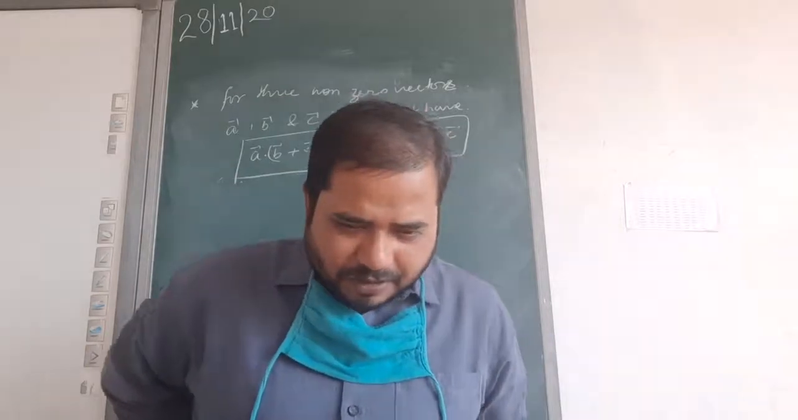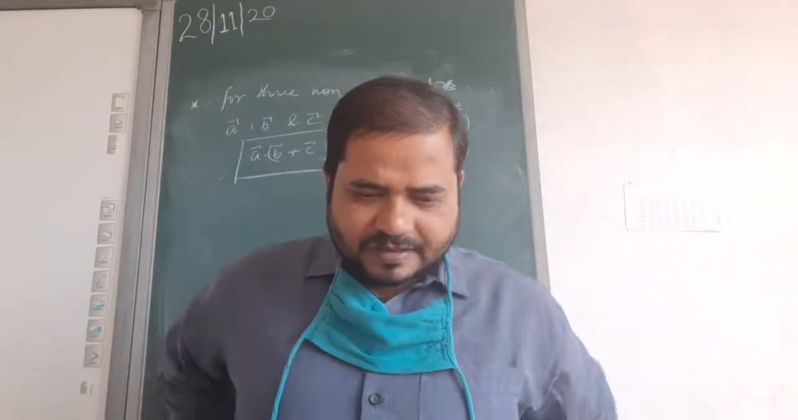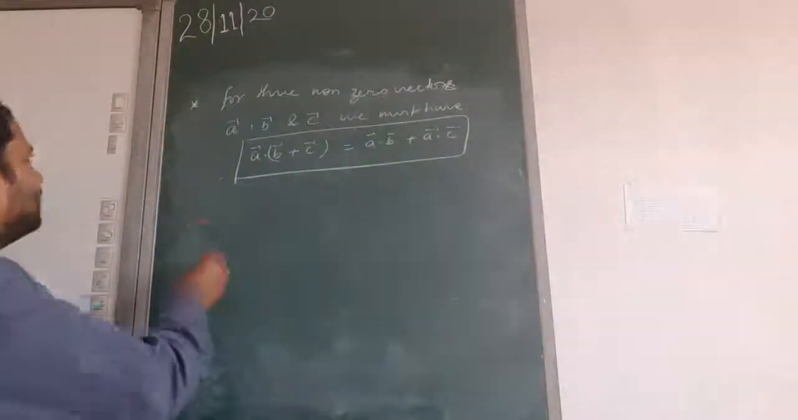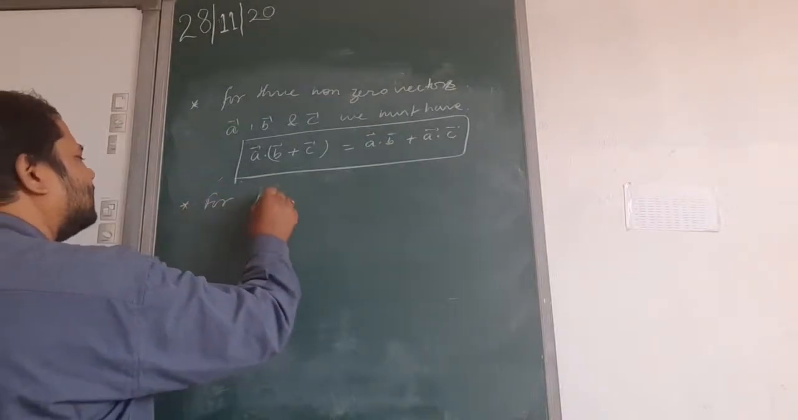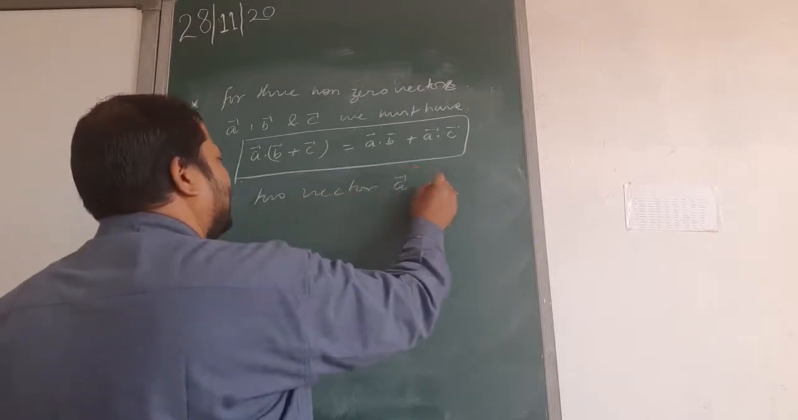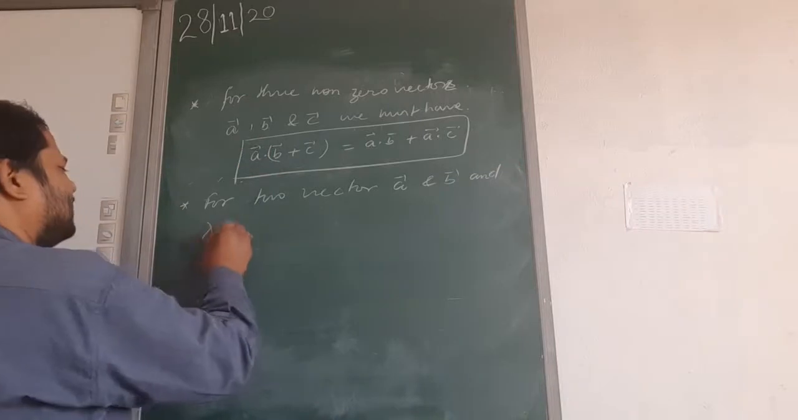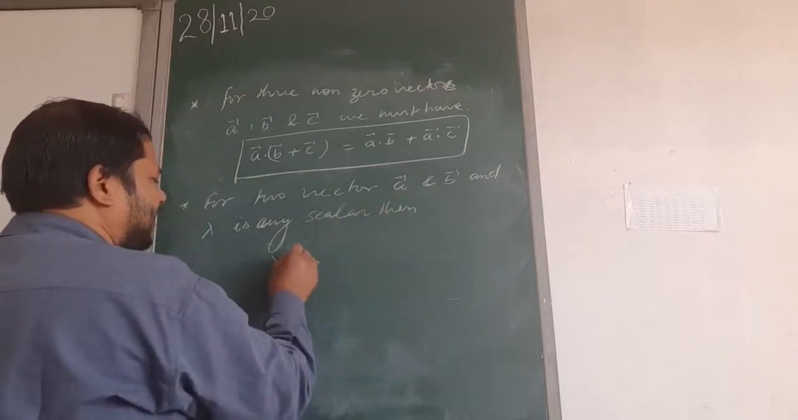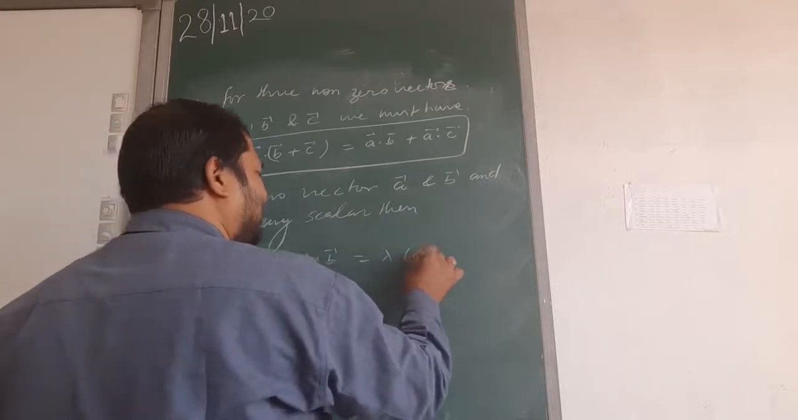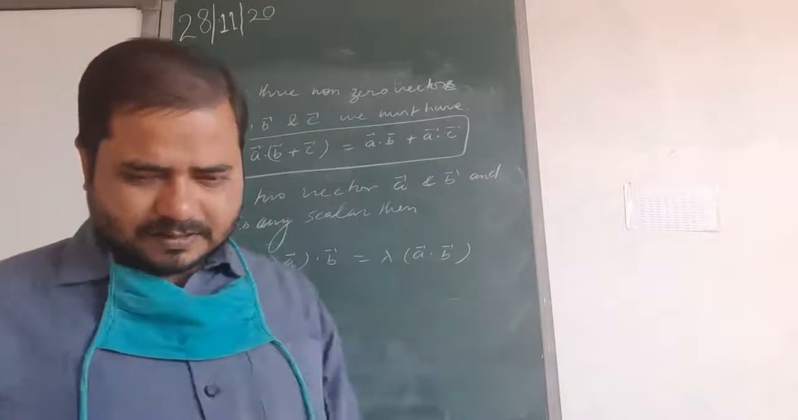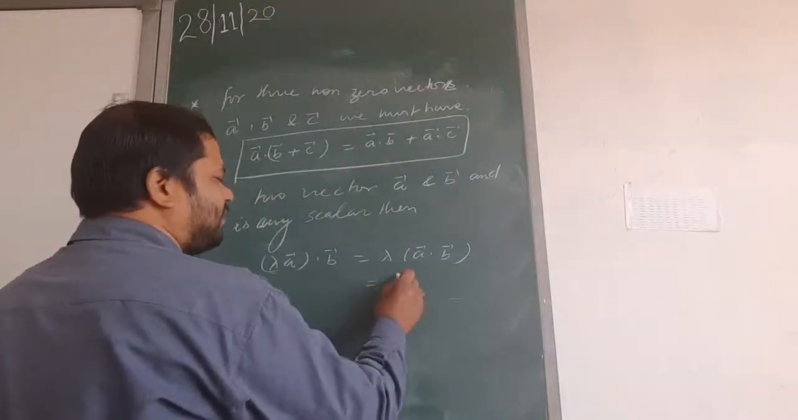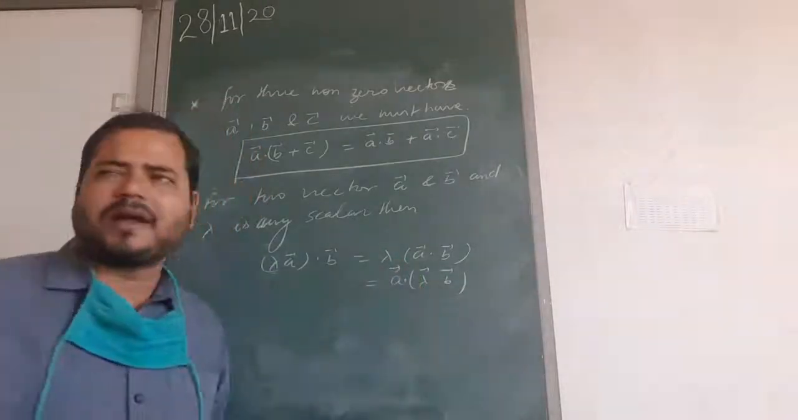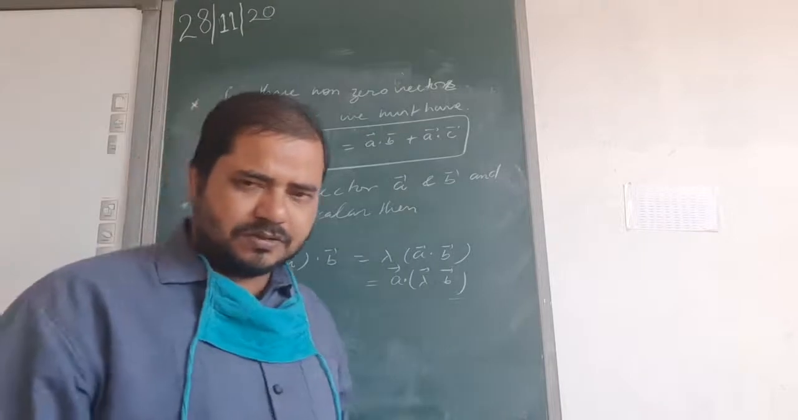Now the most important thing: if we are given two vectors A and B, and lambda is any constant, lambda is any scalar, then lambda times A dot B must be equal to lambda times (A dot B). Clear? And also A dot lambda times B. Whichever way you like, you can move lambda anywhere. Understood? Okay, so note it down.